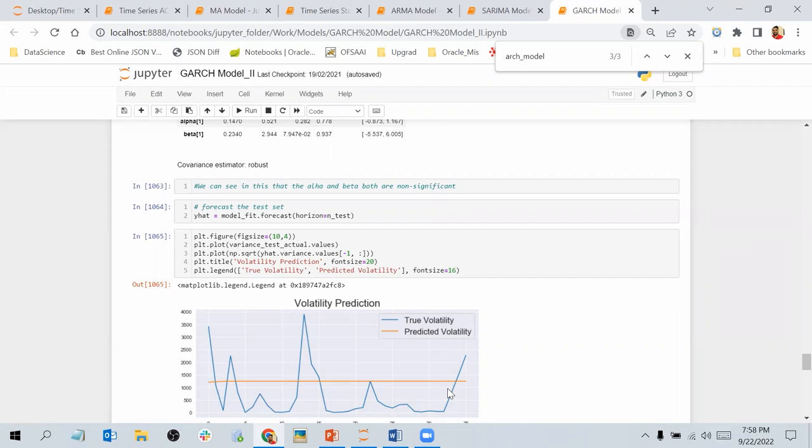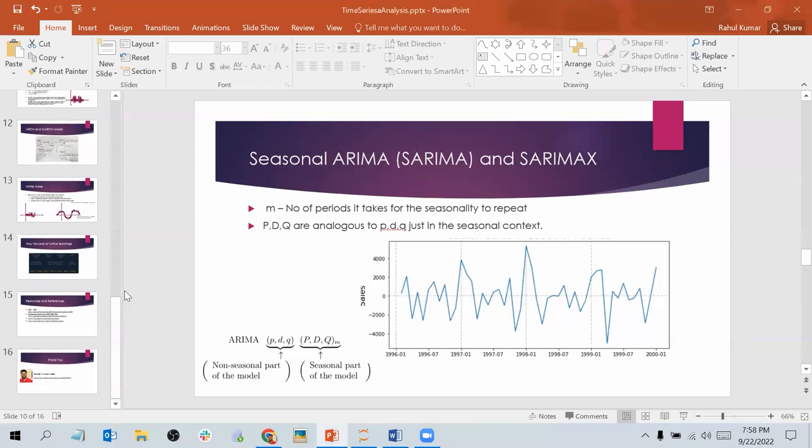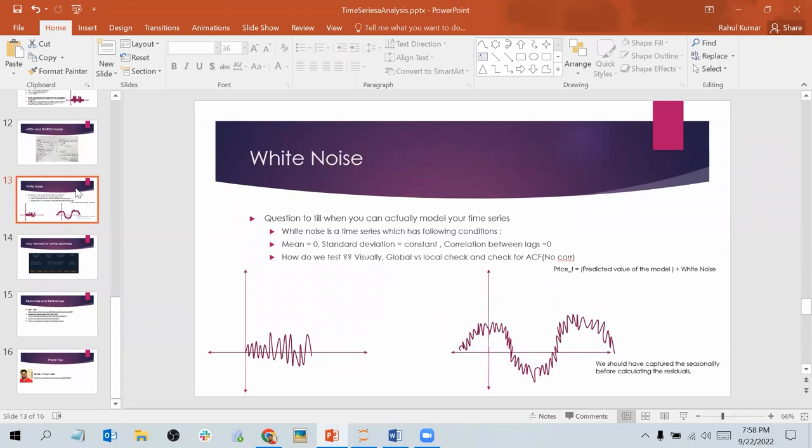Yeah, so that's all on this part. Whatever is left, we have something called white noise. This is something that you cannot predict. It is just noise. This is where you stop and say that this is something we are not going to predict, and this is going to be noise. So white noise will have the following conditions. The mean is going to be zero. In this case, you can see that this is fluctuating around zero. So this is kind of white noise.